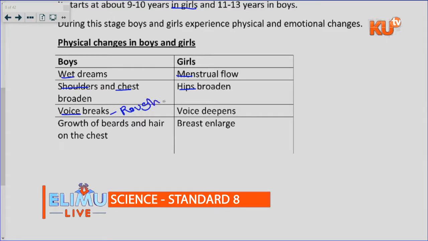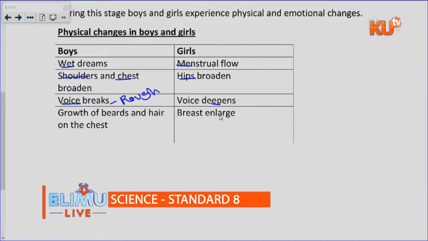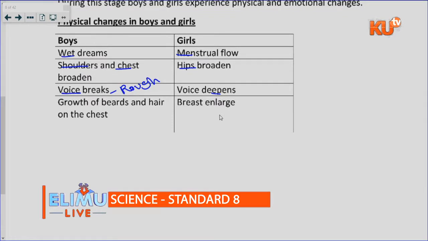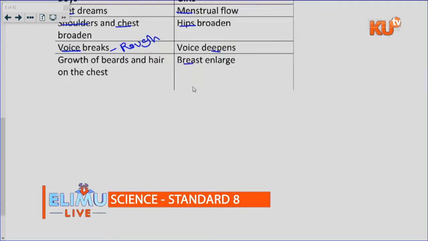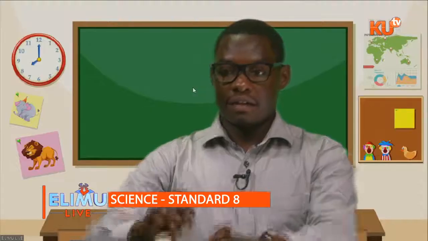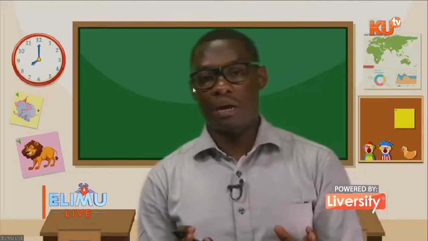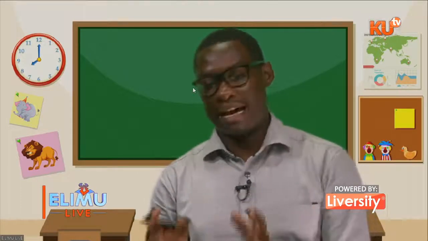Or we have the bass in this case. In the girls, it is the opposite. The voice deepens and they start to talk in a very soft voice. We have growth of beards and hair in boys. So both the beards grow on the chin and the hair grows on the chest. But for girls, they don't grow beards. Instead, the breasts enlarge. So these are the physical changes that occur in boys and girls separately.